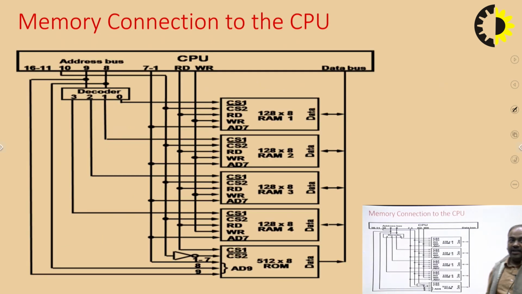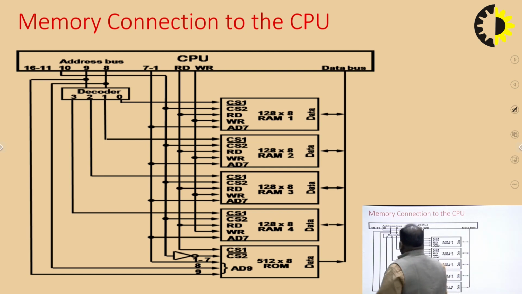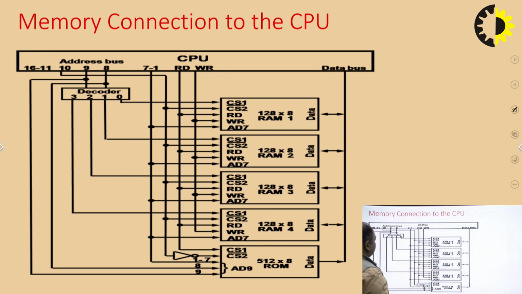So this is the structure of memory, and how these memories are connected to the CPU. There is a CPU which contains the data bus, and this data bus is connected to the RAM or ROM, in which there are address lines, read and write operations, and chip select 1 and 2. In the address bus there are 17 bits. There is one decoder which is connected to the chip select. There is an address bus which is connected with all these chips.